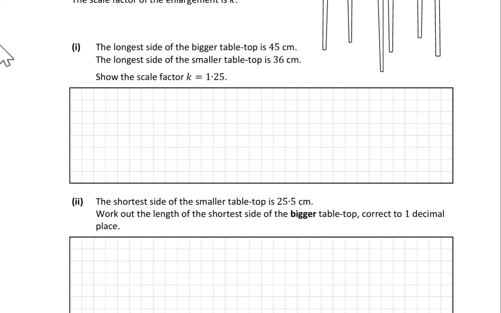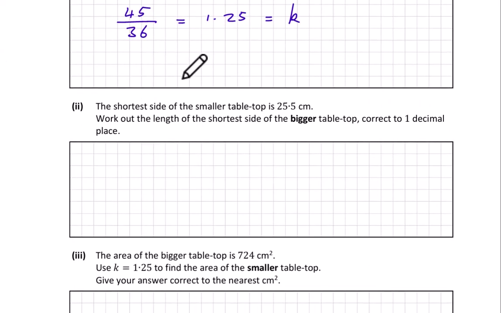So you would take the image length, which is 45, divided by the object length, which is 36, and you do get 1.25. So that is K. The shortest side of the smaller tabletop is 25.5 centimeters. Work out the length of the shortest side of the bigger tabletop, correct to 1 decimal place. So the shortest side of the smaller tabletop is 25.5. We know the scale factor is 1.25. Multiply those together and you will get 31.9, and that's in centimeters.